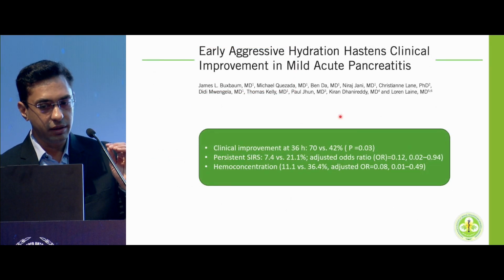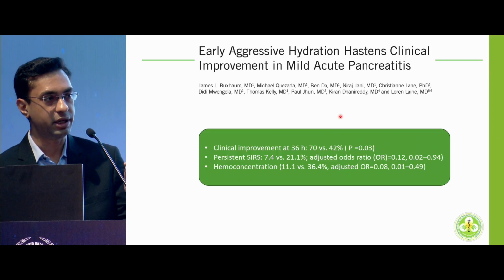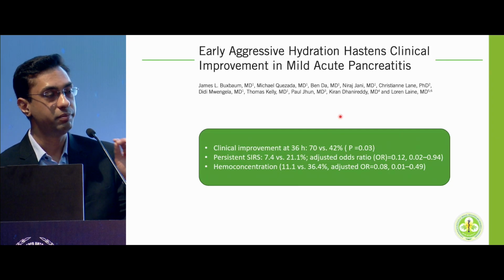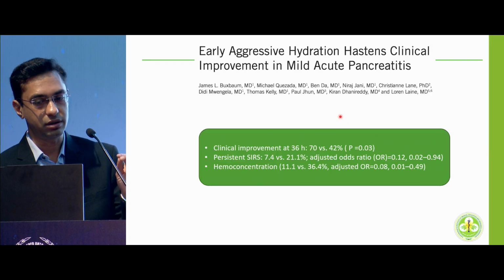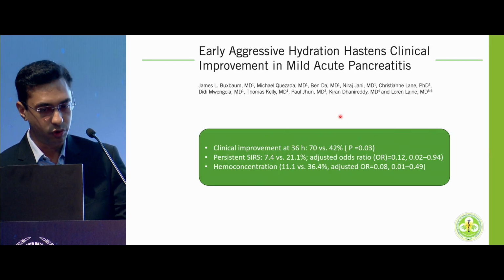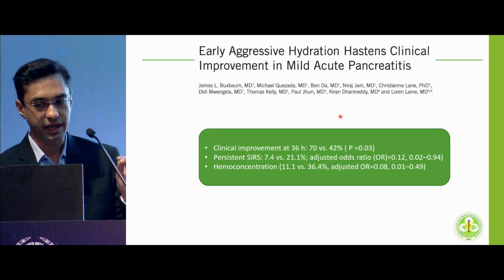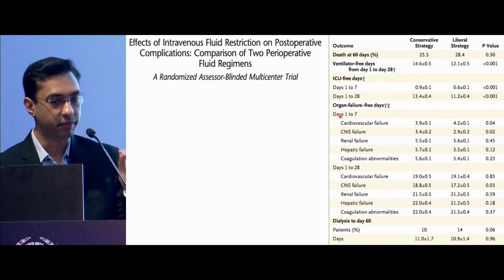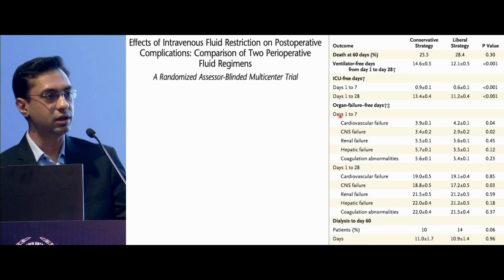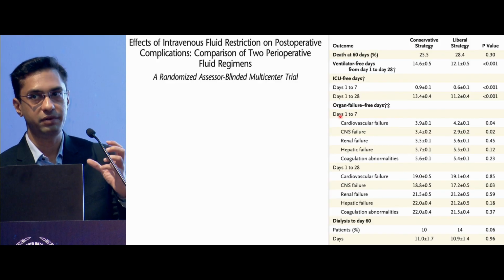In mild acute pancreatitis, this RCT was published a few years back, which was only on mild acute pancreatitis, in which they gave aggressive maintenance therapy in the form of 3 ml per kg per hour. What they found was that clinical improvement at 36 hours was better, and persistent SIRS and hemoconcentration were lesser in the aggressive group as compared to the conservative group. However, the catch here is that only mild patients were included. But what happened over time is that the intensivists, because the early severe pancreatitis patients are mainly admitted within ICU care.